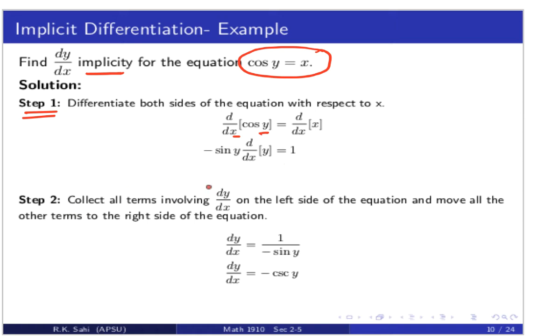Now, step 2 is get all the dy by dx terms. So this is minus sine y times dy by dx equals 1. Step 2 means get dy by dx on its own and every other term on the right hand side. So what we get is dy by dx equals 1 over minus sine y, which is minus 1 over sine y, and 1 over sine y is cosecant y. Now, step 2 already gave us the final answer. When you do problems, you'll be surprised that sometimes step 2 only gives the final answer. Sometimes you have to do all these steps.